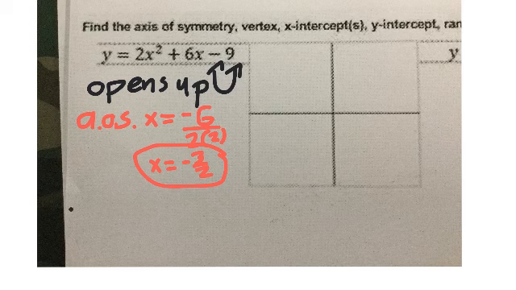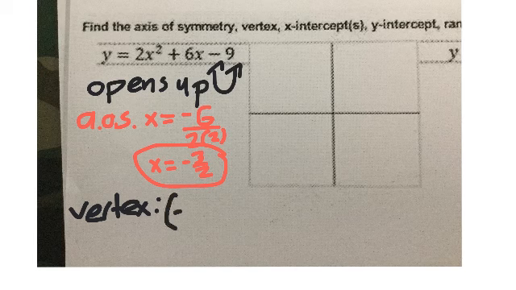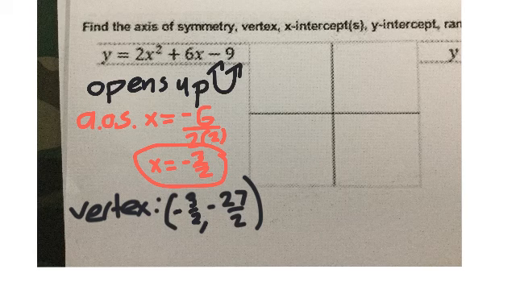Next, I need to find the vertex. This is the actual minimum point, and it always occurs on the axis of symmetry. So I know my x value is negative 3 over 2, and I'm going to plug this value in for x to see what y value I get. So this would be 9/4 times 2, 9/2, minus 9. So 9/2 minus 18/2, I think I should get negative 27 over 2, or negative 13.5.